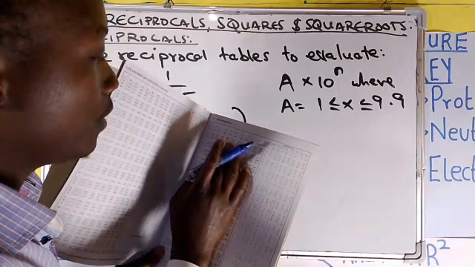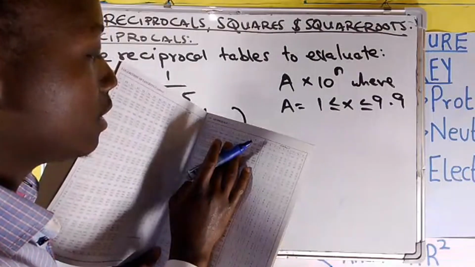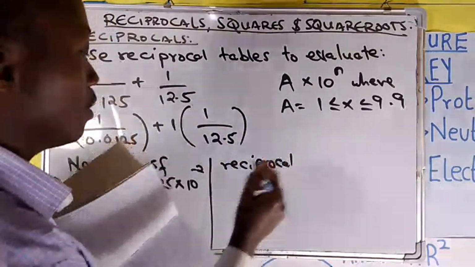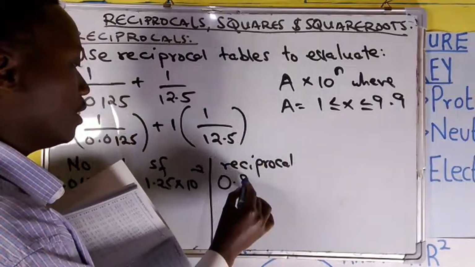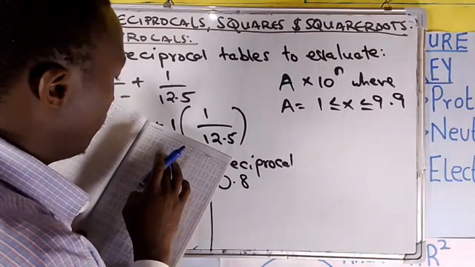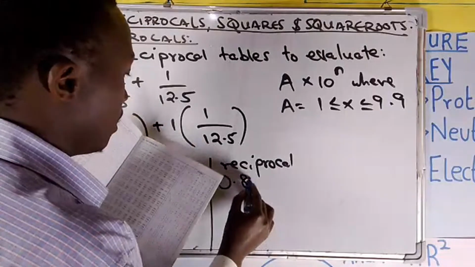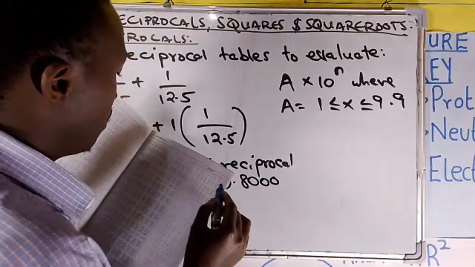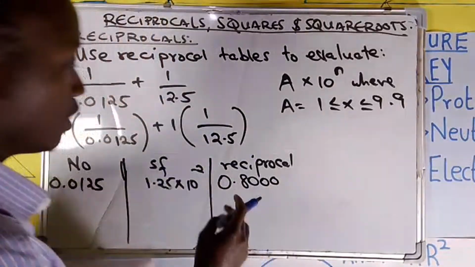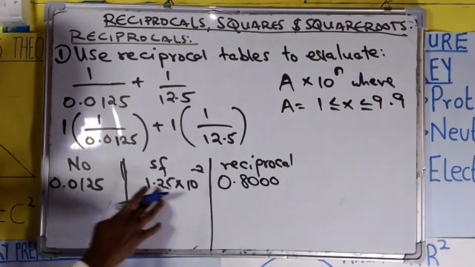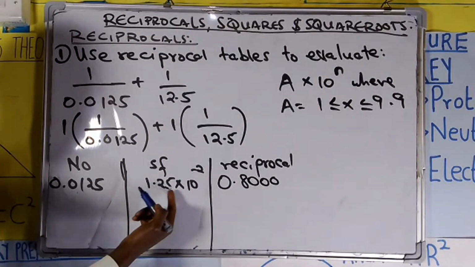for 1.25 it will be 0.80000. So it will be 0.8, then how many zeros? 3 zeros. 0, 0, 0. So it is 0.8000. Then we have determined the reciprocal of 1.25.